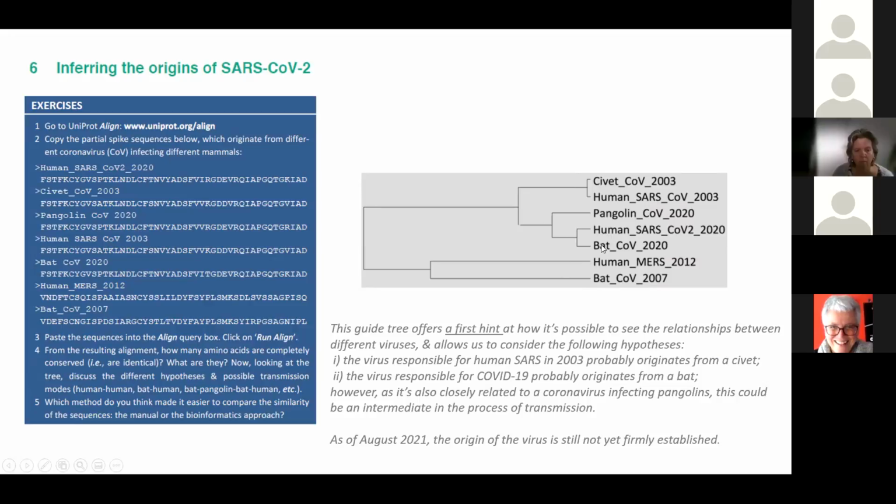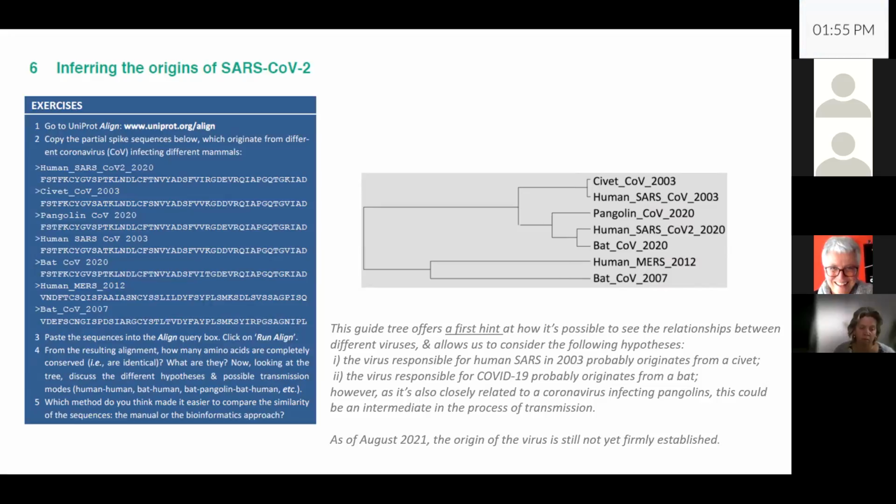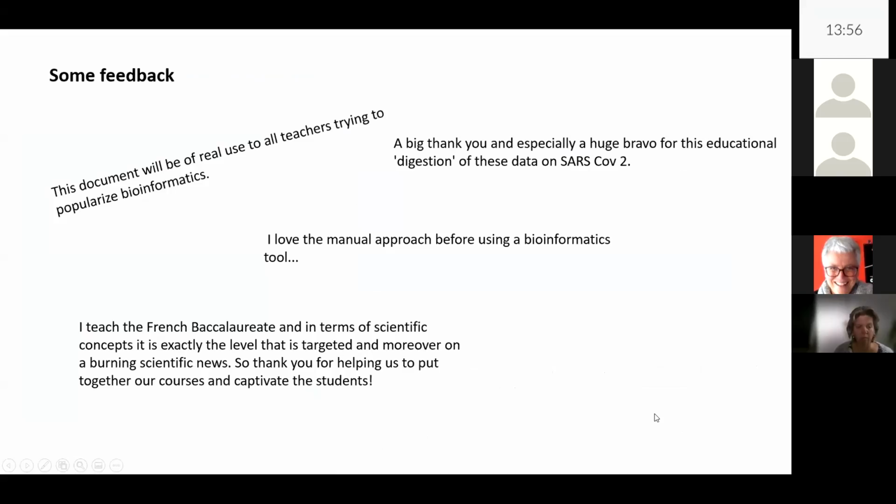So all these figures are in the guide with some explanation, and we just say: beware, this is just an exercise to understand how we can infer the origin of SARS-CoV-2, but of course we need much more sequences to be able to answer the question. And even now, the origin of the virus is not firmly established.